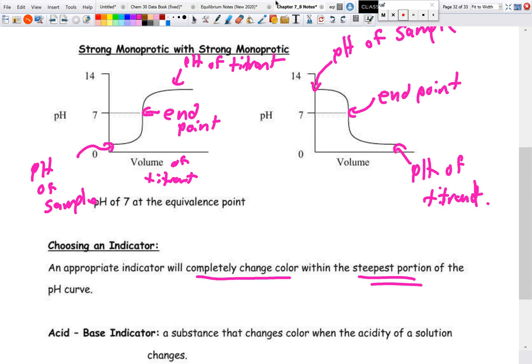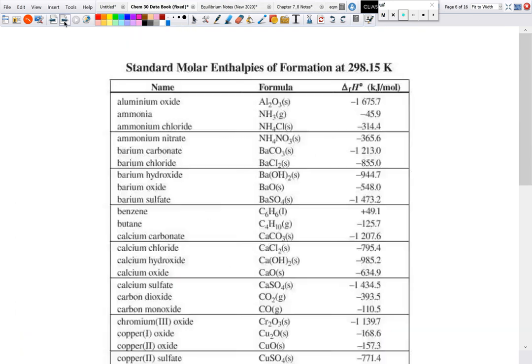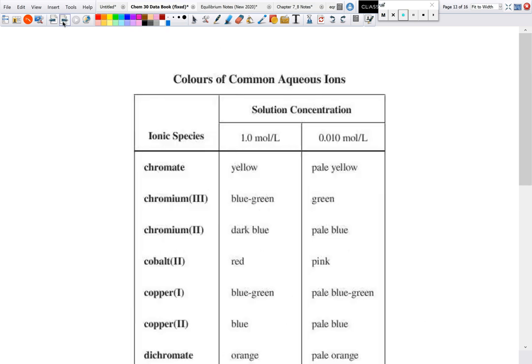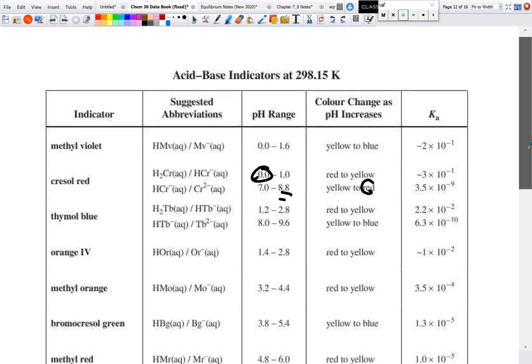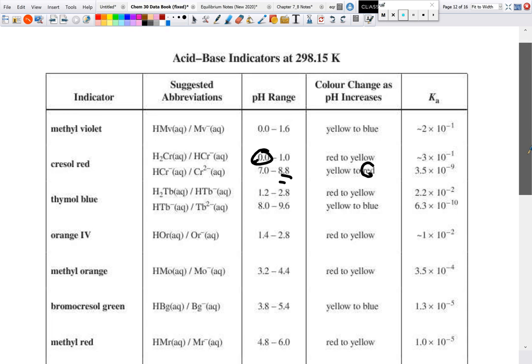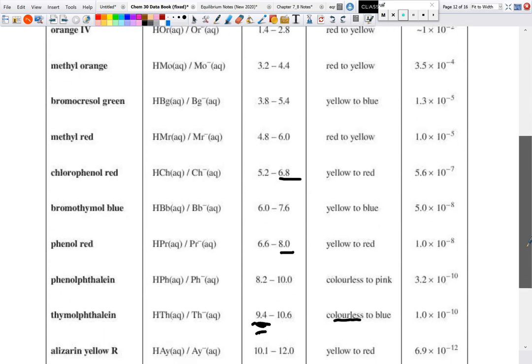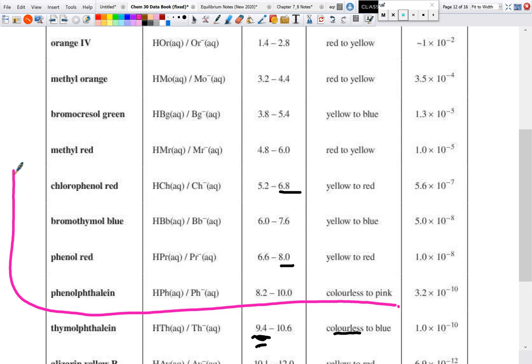So that means some indicators, if you go back and look at some of your indicators, the ones that are extremely acidic or extremely basic, like methyl violet, only change from 0 to 1.6, right? So that would be a bad indicator for a particular reaction. You'll notice all the endpoints are around a pH of 7. So when we look at a lot of our best indicators, something within that steepest portion, we're kind of looking at these indicators right here.